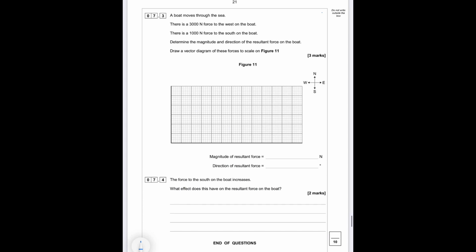So for this question, a boat moves through the sea. There is a 3,000 newton force to the west of the boat. There is a 1,000 newton force to the south of the boat. Determine the magnitude and the direction of the resultant force on the boat. And we've got to draw a vector diagram.